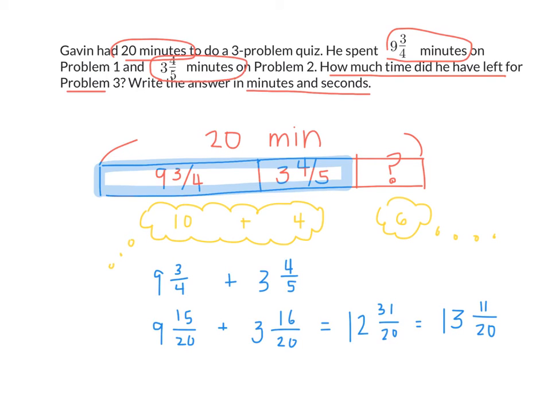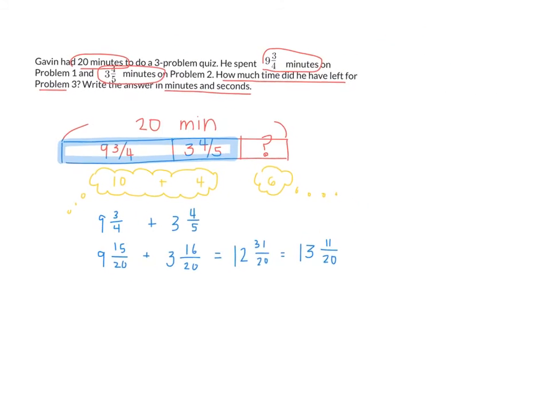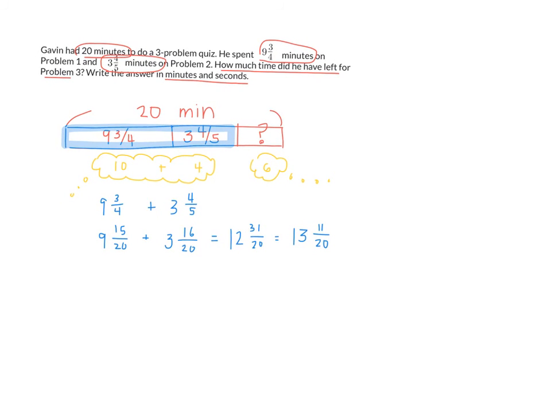Now, if we want to find out how many minutes he has left, we have to take how many he started out with, which is 20. And we have to take away what he's used up, which is 13 and 11/20. Now, if I just do 20 minus 13, would I get the real answer? No. Would that be bigger or smaller than the real answer? Bigger, because do I have to add 11/20 or do I have to take away 11/20? Take away. So I can continue by doing 7 minus 11/20, which is? 6 and 9/20. Okay.